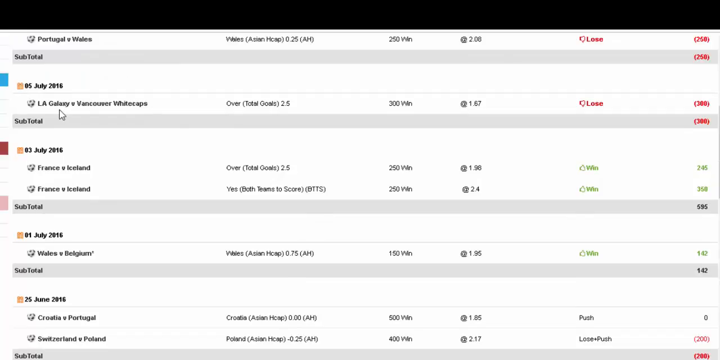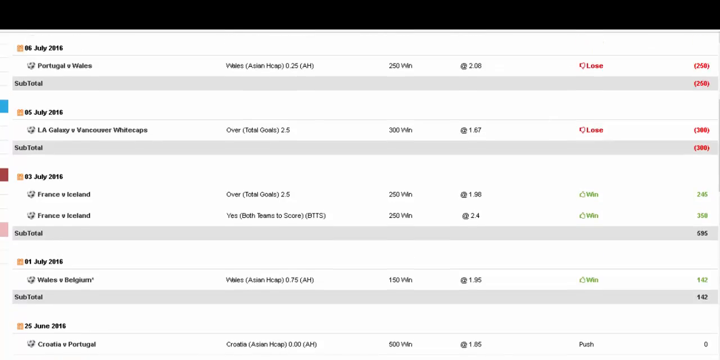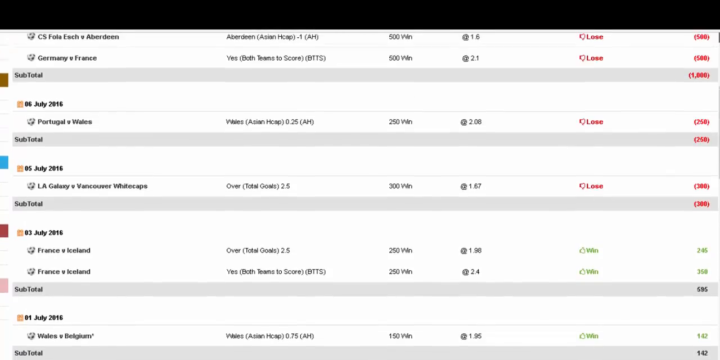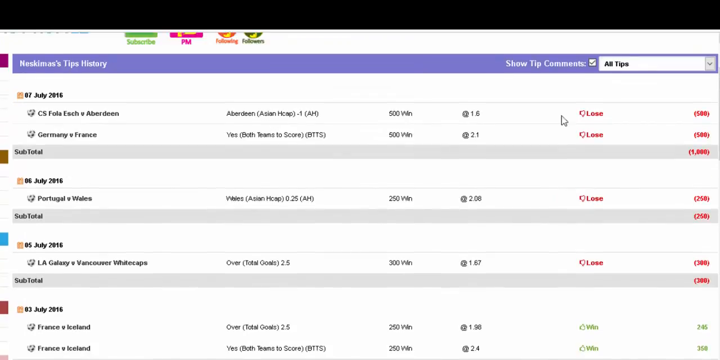This LA Galaxy versus Vancouver had very strong statistics behind it. That's why the odds are only 1.67. Fortunately, I only bet 300, but I would make that bet again. I think LA Galaxy won 2-0.